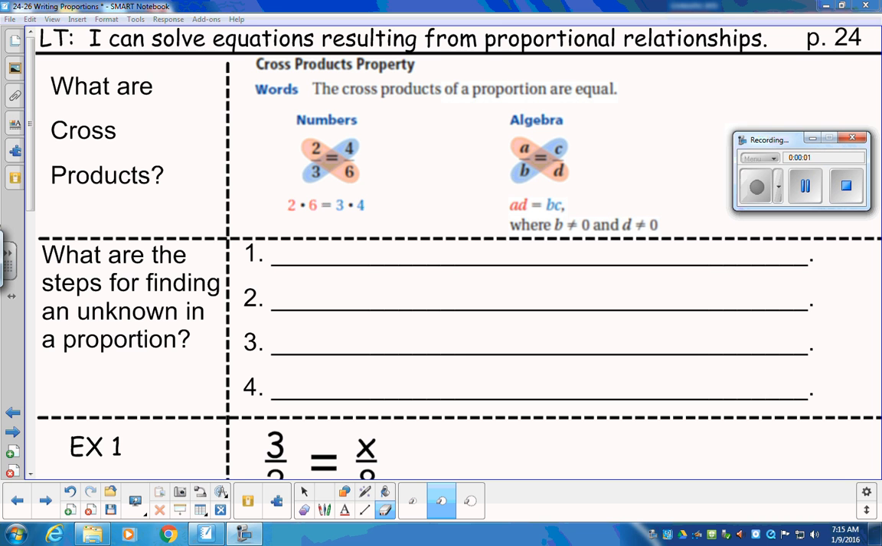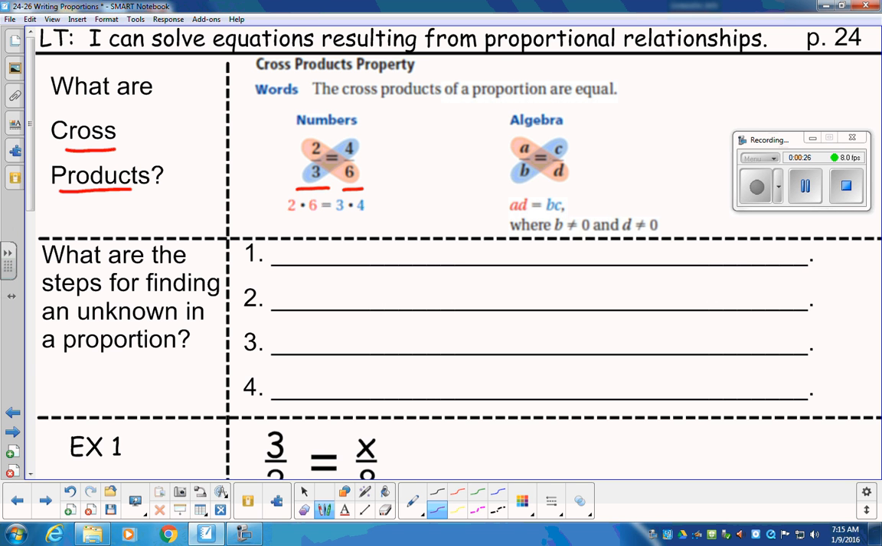Great, so our learning target today is I can solve equations resulting from proportional relationships. So we're going to start by talking about what are cross products. Cross products is a situation when you have two fractions with an equal sign in the middle. So for example, you have the fraction 2/3 is equal to the fraction 4/6. When that happens, there is a math rule that allows you to multiply the cross factors.